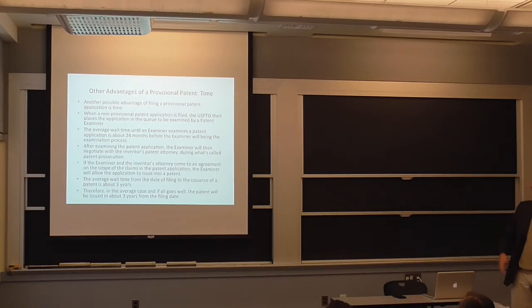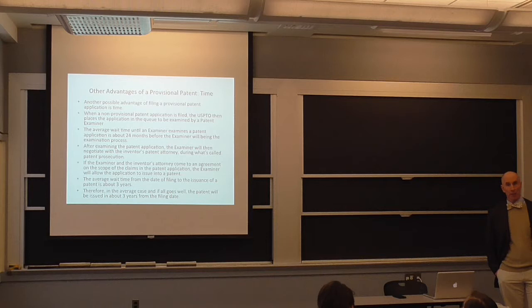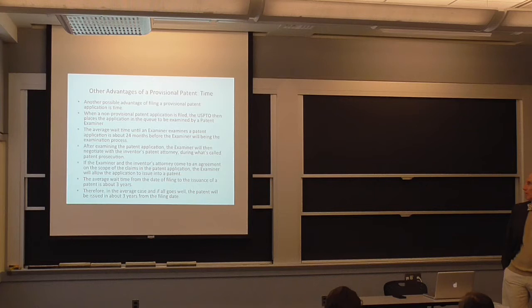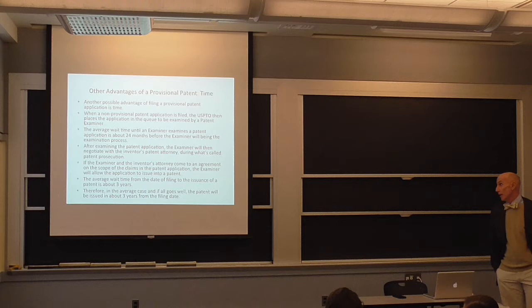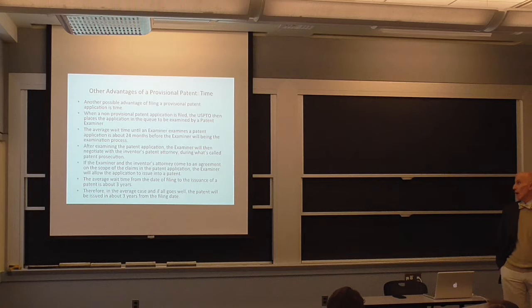Other advantages is the USPTO places an application in the queue. Now, this is important. I want you to understand how long it actually takes, although I touched on this already. First thing that happens is your application goes in the inbox of the examiner. The average wait time for an examiner is 24 months before the examiner begins the examination process. And after examining the patent, the examiner will then negotiate with the inventor's patent attorney during what's called the patent prosecution. And if the examiner and the inventor's attorney come to an agreement on the scope of the claims, the examiner will allow the application to issue.